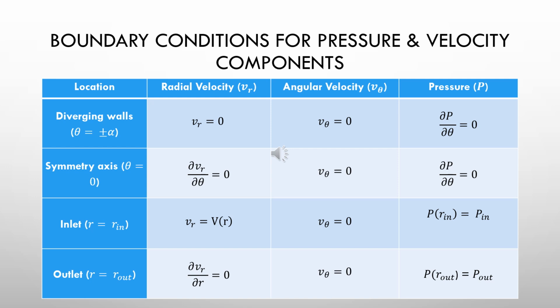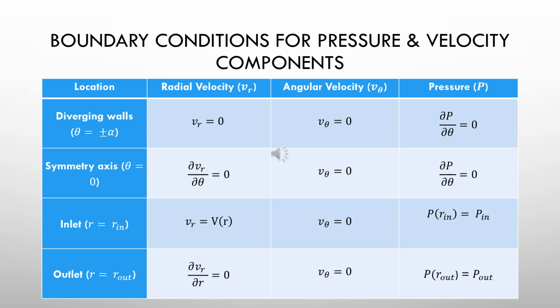For the symmetry axis, we have the following, which ensures that the flow remains symmetric about the center line of the channel. For the inlet condition, we have the following, in which for a prescribed inlet, capital V can be specified based on the desired flow rate or velocity profile, so constant or parabolic, for example. At the outlet condition, we have the following.